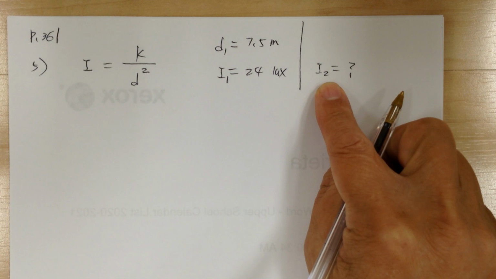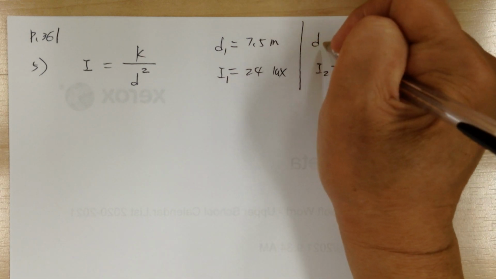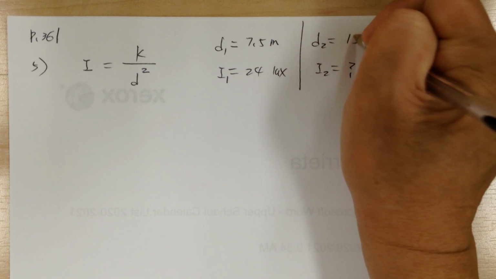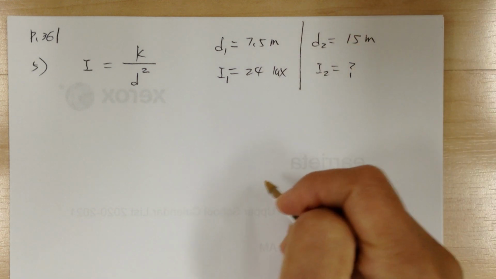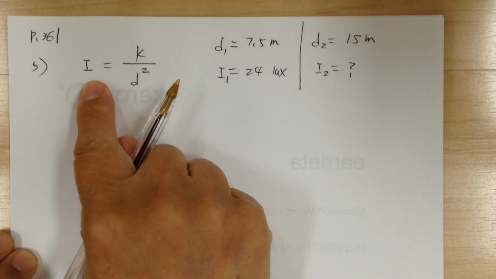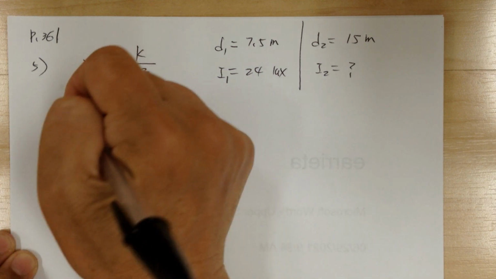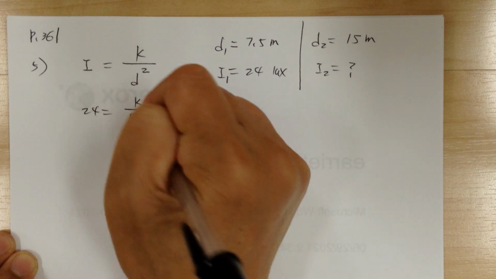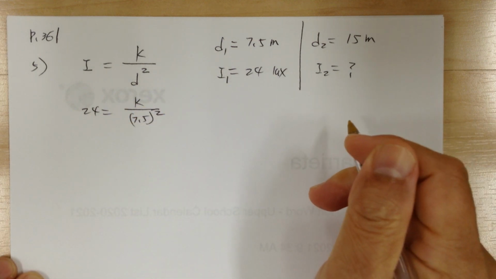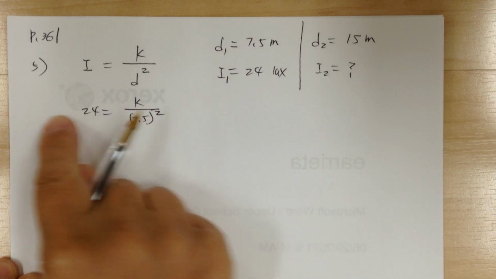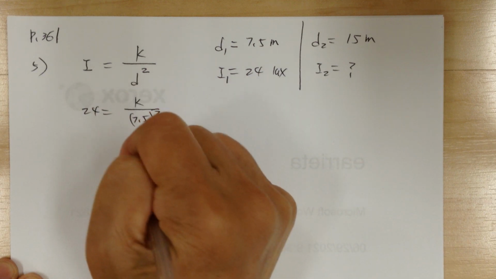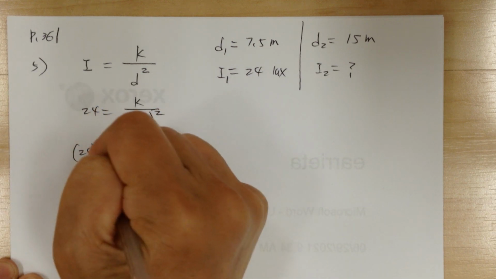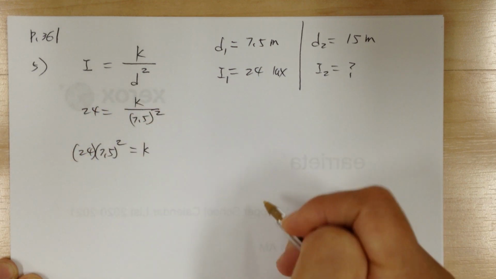Okay, so what intensity will register 15 meters from the light source? So the distance is equal to 15 meters. Okay, so again, let's substitute everything here to look for K. So you got 24 equal to K over 7.5 squared. Okay, so cross multiply. So K equals 24 times 7.5 squared.